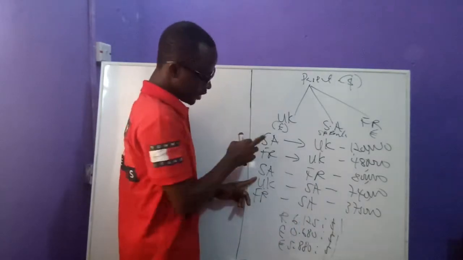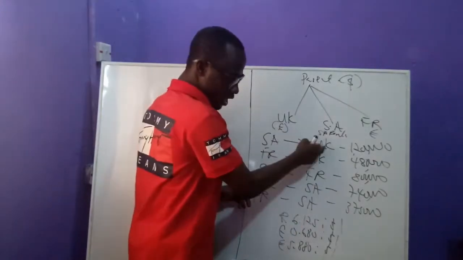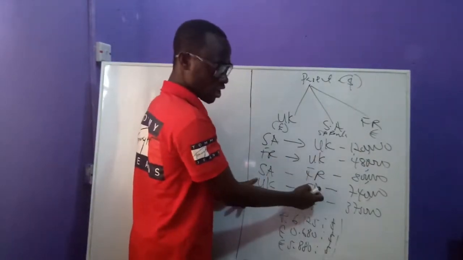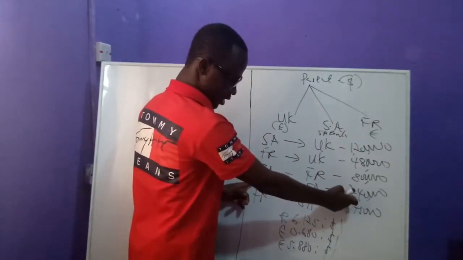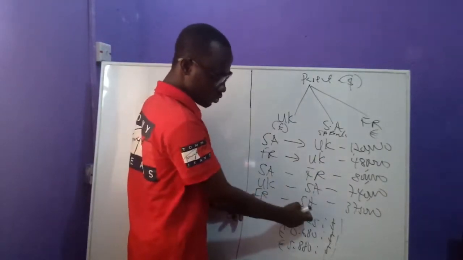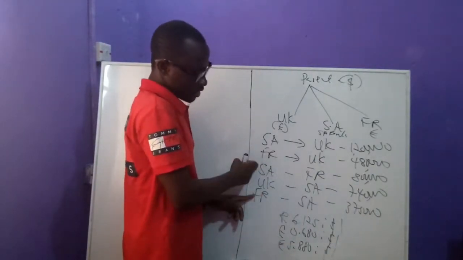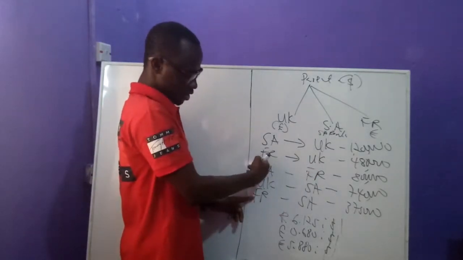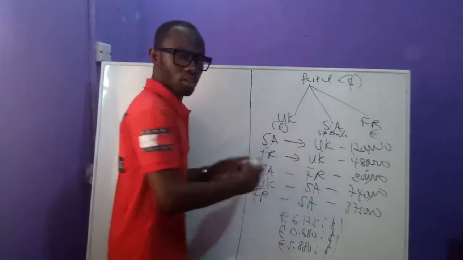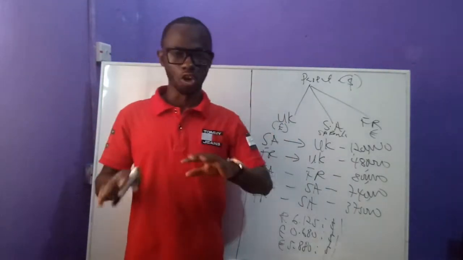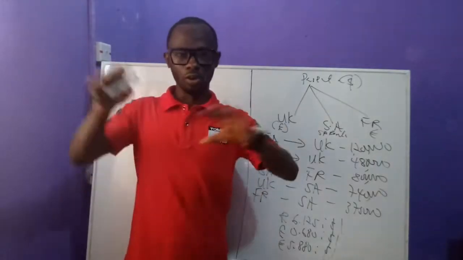So look at it. The South Africa company owes the UK company some amount of money. The UK company also owes the South Africa company some money. Then the France company also owes the South Africa company, and the South Africa company also owes the France company, and then the France company owes the UK company. So you realize that these are intercompany balances. So they owe each other.